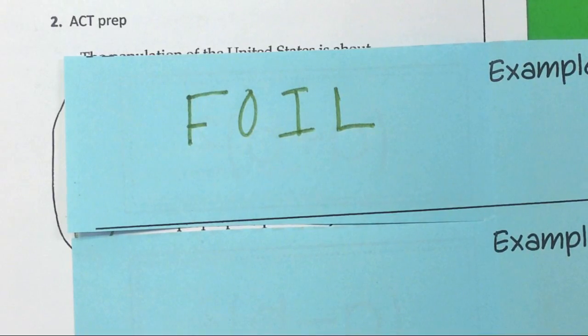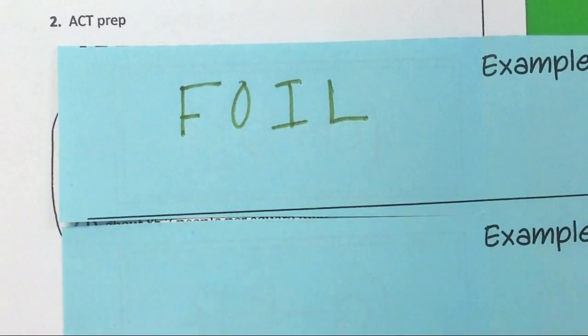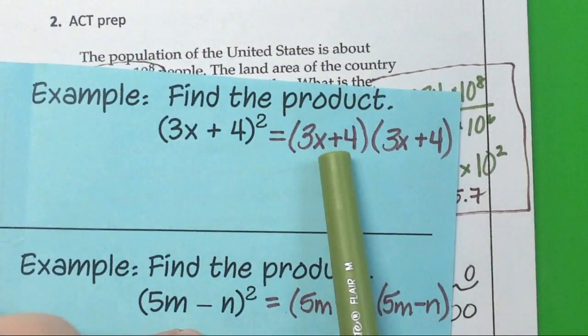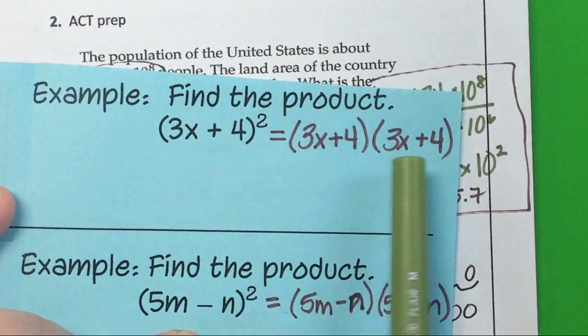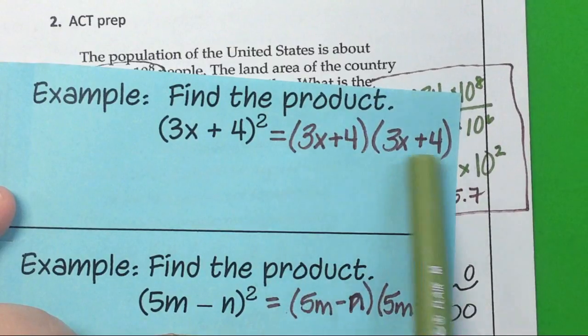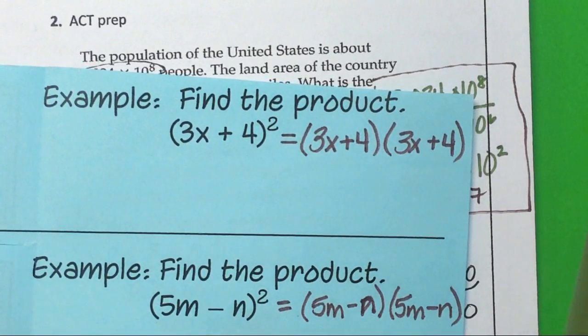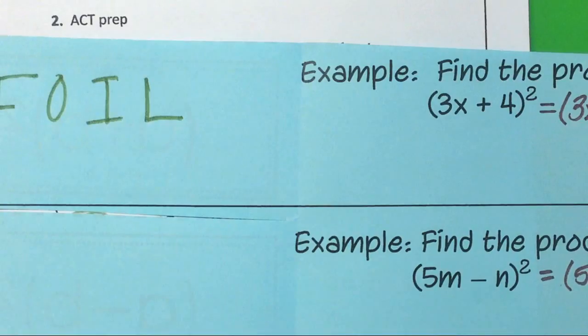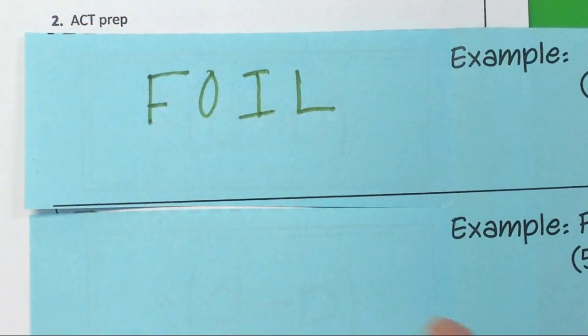If Maggie, in fact, just wants to focus on the fact that she's distributing twice, and what I mean by that is she's going to distribute the 4 to the 3x plus 4, and she's going to distribute the 3x to the 3x plus 4. She's really just going to do super distribution. FOIL is a way of distributing. We just have a little acronym for it so it can help us with it.